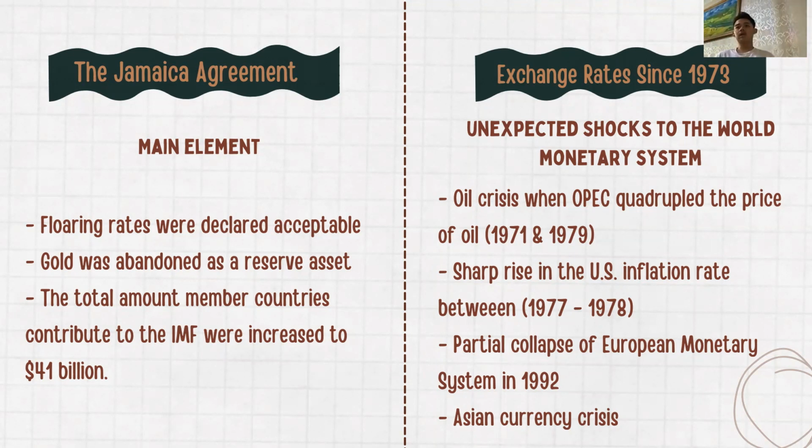The second one is the exchange rate since 1973. There were unexpected shocks to the world monetary system, which are the oil crisis, when OPEC quadrupled the price of oil in 1971 and 1979, a sharp rise in the United States inflation rate between 1977 and 1978, and the partial collapse of the European monetary system in 1992.